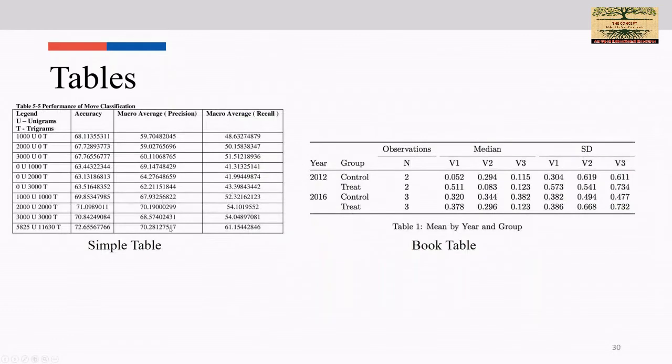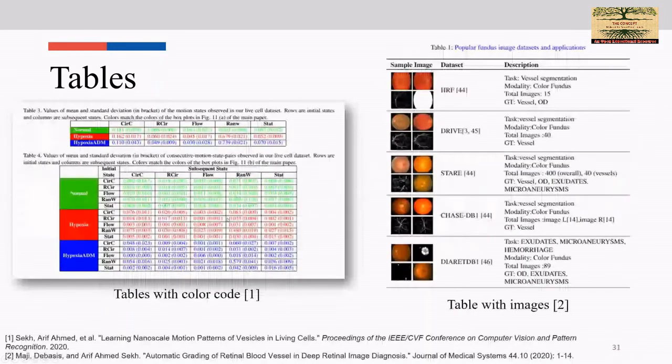For example, here I have given two examples of tables. The left one is a simple table and the right one is your book-style table. So go to that journal and try to find out which one they prefer, and you can use that one. The best thing is that in the table generator, you have the option to choose what kind of table you want to generate, the right one or the left one.